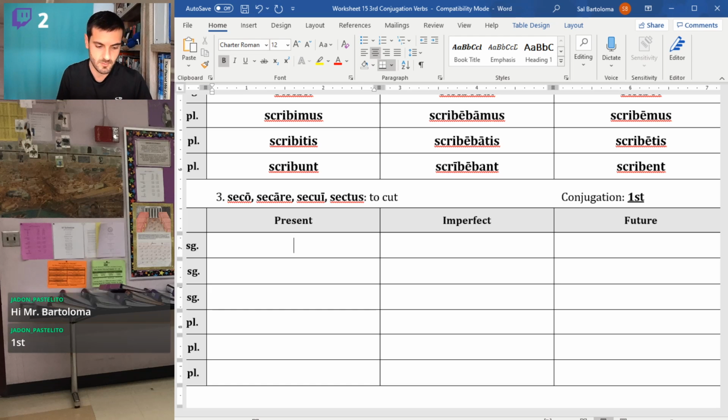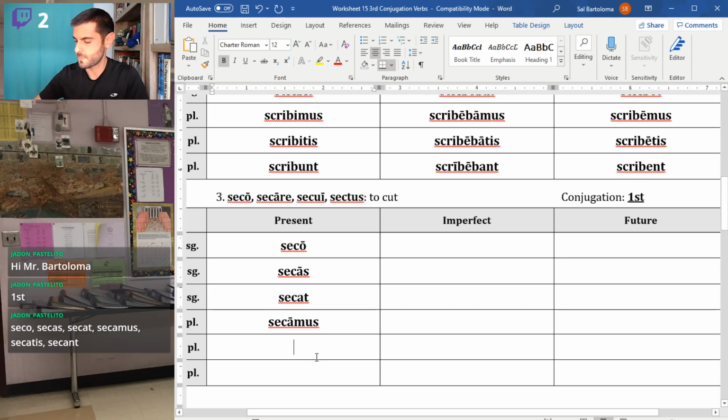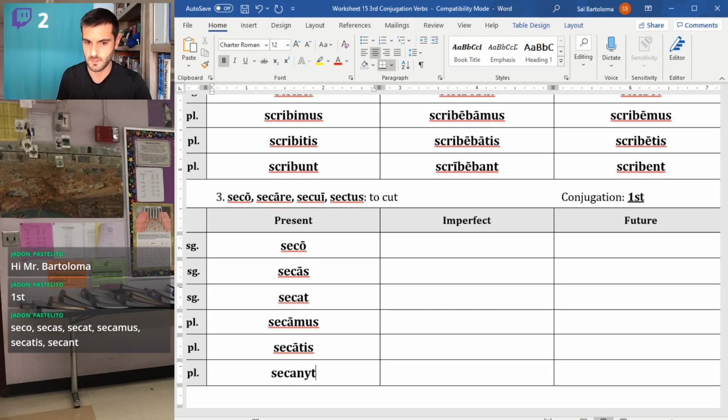First one's easy, because it's always just given to us. Seco. What would my other forms be? I know you're putting them in the chat. There you go. Fantastic. Seco, secas, secat, secamus, secatis, and secant.